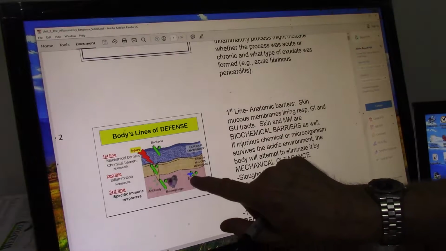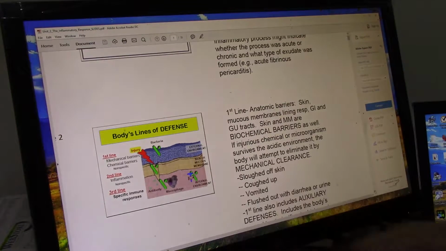Okay, and then we will pull up the T cell. You see that's a T cell there, and so forth. But we'll get into all these step by step here.